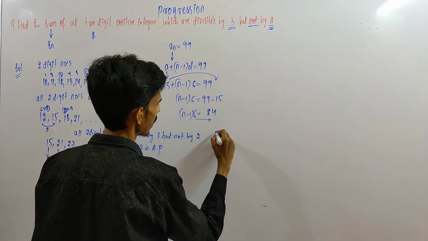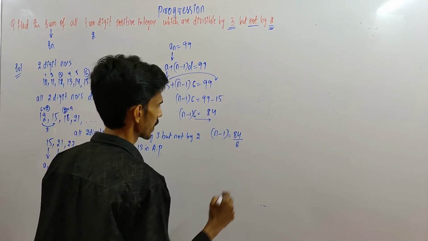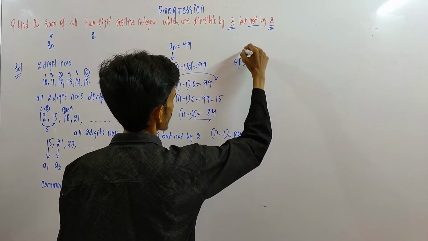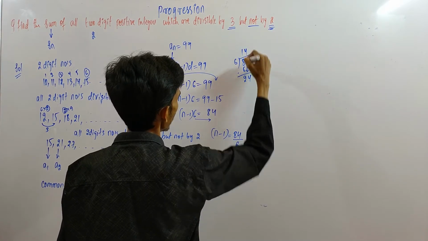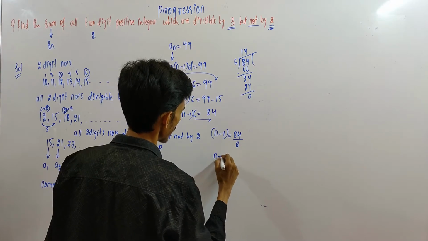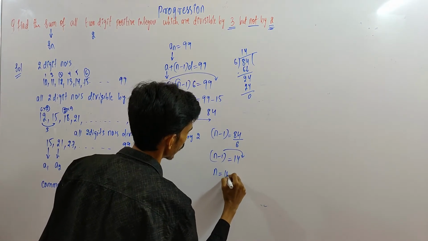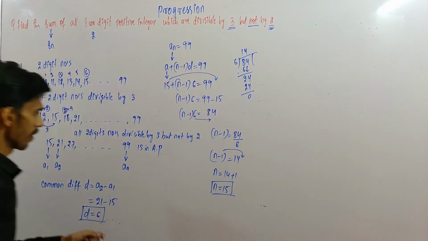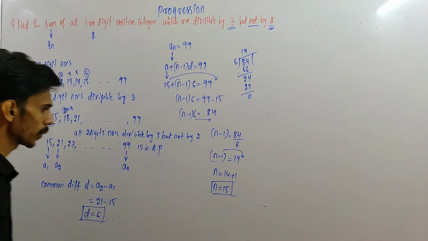Now send this 6 here, we have n minus 1 is equal to 84 divided by 6. Let us divide it here. 84: 6 ones are 6, we have 2 and 4. 6 fours are 24. So 14. N minus 1 is 14. Send this here, we have 14 plus 1, that is 15. So we have 15 such numbers that are divisible by 3 but not by 2.